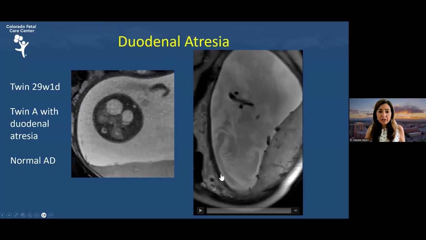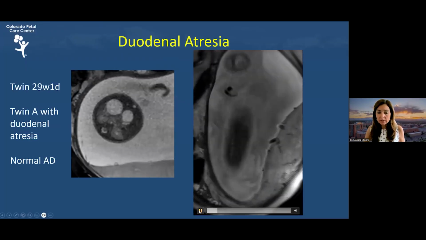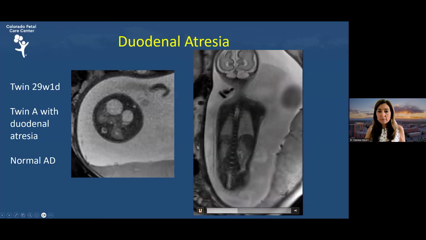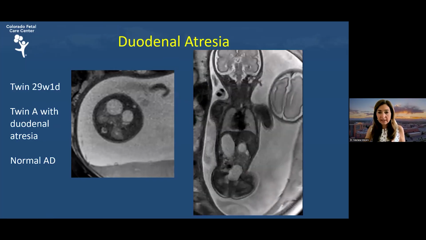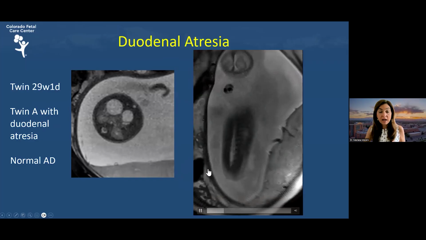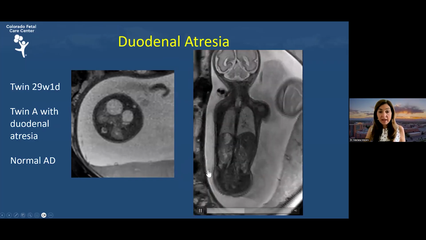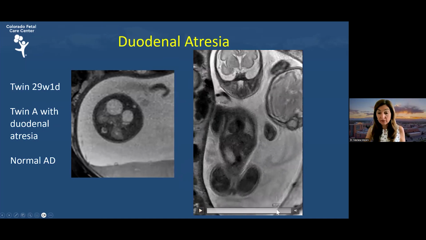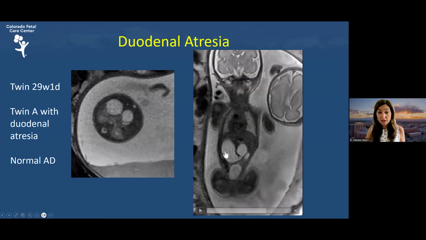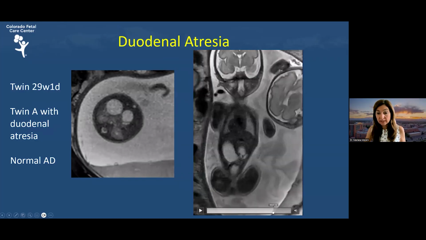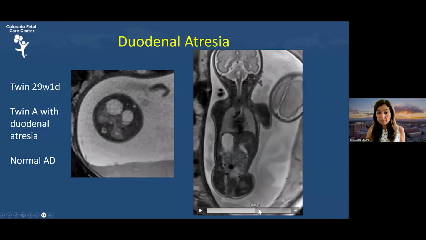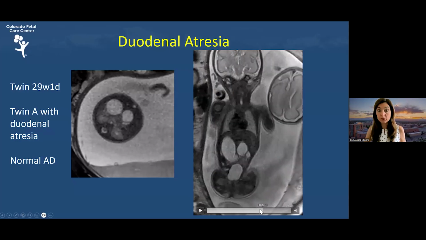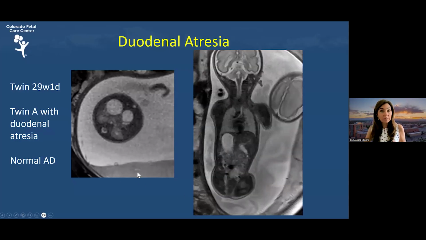Okay, another very interesting case. So let me see if the cine clip, there we go. So this was a baby that came at 29 weeks 1 day. They were twins. And one of the twins, twin A, had a dilated stomach and duodenum, and there was polyhydramnios on that side. So in the cine clip, you can see the stomach very dilated, the pylorus and the duodenum very dilated to the proximal duodenum, and then boom, there was a stop. So that was the double bubble, consistent with what we think of as duodenal atresia.